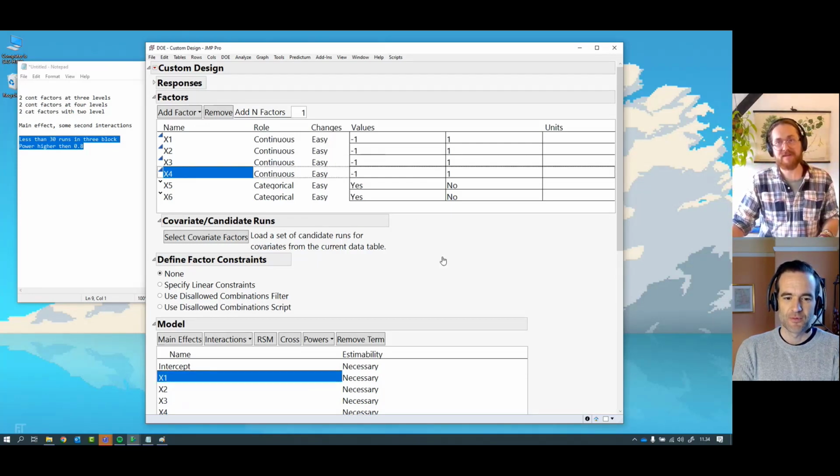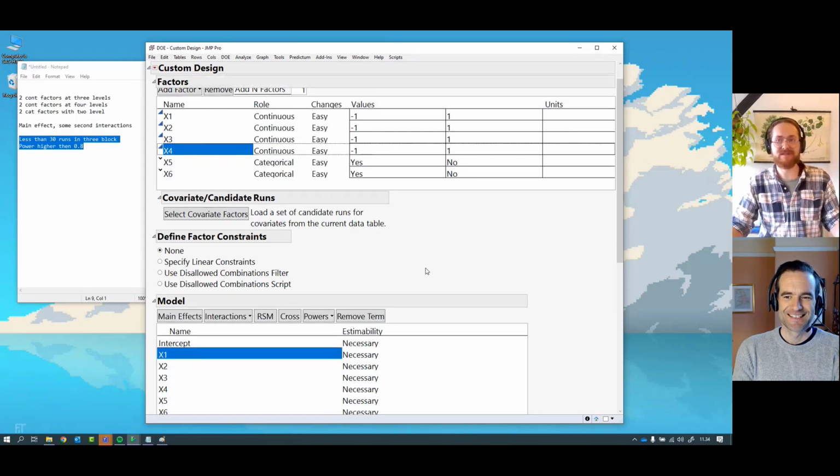But I hear you have some other takes on. Well, so blocking, that is useful when there are factors, there are causes of variation outside of your control.